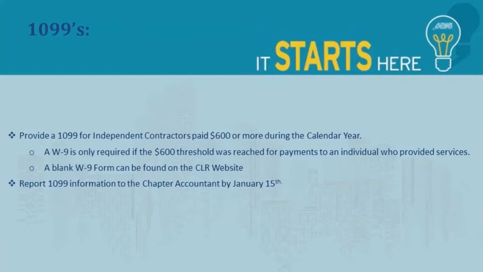And the next topic we're covering is 1099s. For 1099s, you should provide a 1099 for independent contractors paid $600 or more during the calendar year. The best practice for this is to request a W-9 before paying any vendor, individual, or independent contractor, before you're providing that payment, just so you have that W-9 and you're not waiting till January 15th to get those documents in. So always request a W-9 before you're submitting a payment to any individual who's providing services to you guys. A blank W-9 form is also found on the CLR website for you to provide to that vendor, individual or independent contractor.